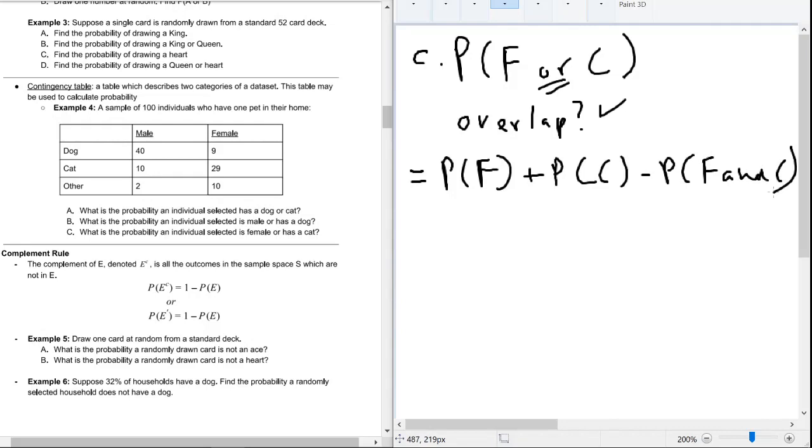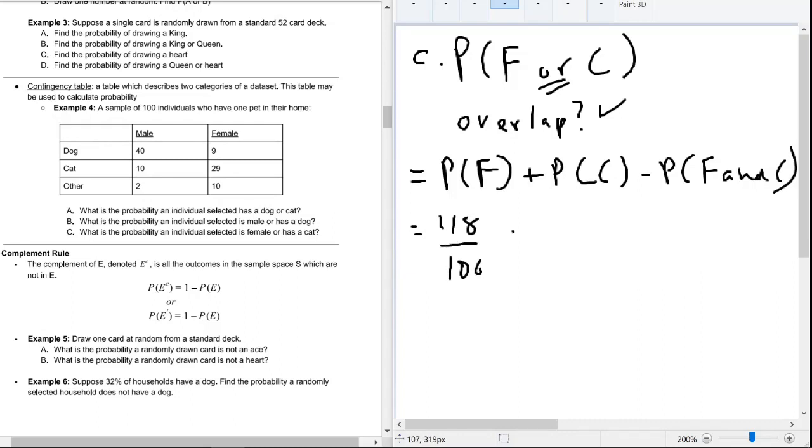And notice that we're using the contingency table to calculate the probability. Okay. So we'll look at the female. Here, it doesn't matter whether the person has dog, cat, or other. Okay, we just want to know how many females are in this study. Okay, so we have 29 with 10, that's 39. 39 plus 9, let's call that 48 out of 100.